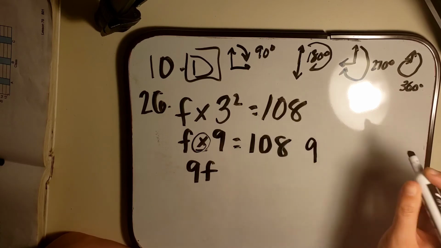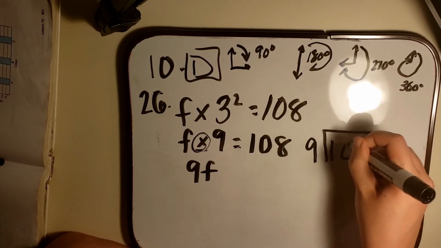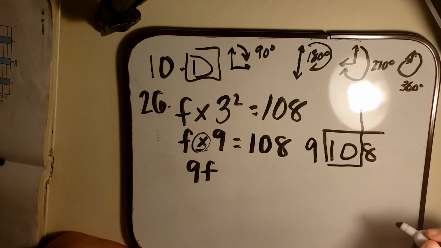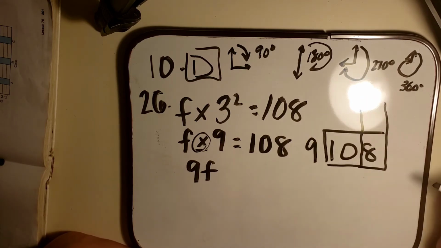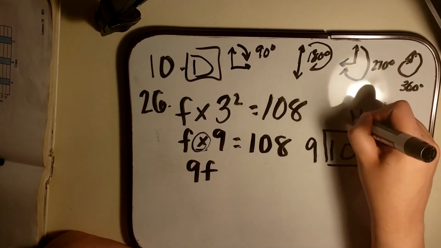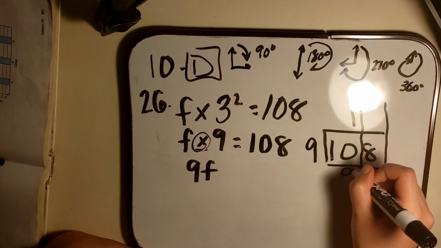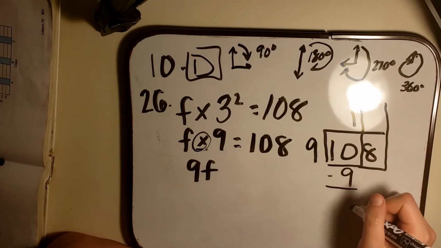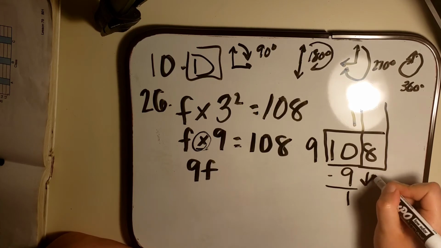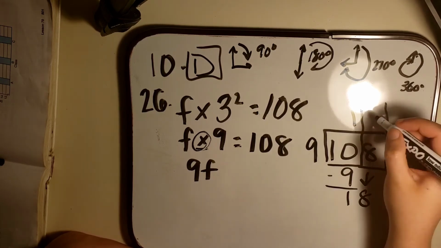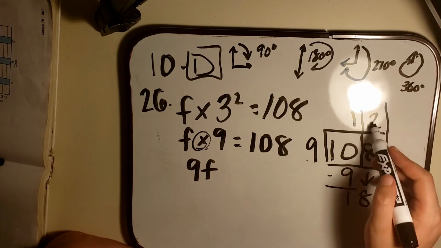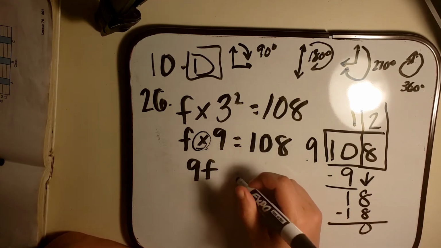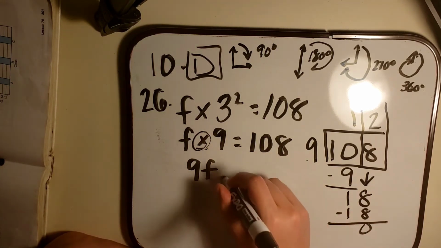So I'm going to put my 9 on the outside, my 108 on the inside, and my 9 can't go into 1, but it can go into 10, so I'm going to divide that up to keep my digits clear. 9 goes into 10 one time because 9 times 1 equals 9. Remember, this number cannot be bigger than that top number. So 9 subtracted from 10 is 1. Bring down that 8. 9 goes into 18 2 times because 9 times 2 equals 18. And we have nothing left over. So F is equal to 12.